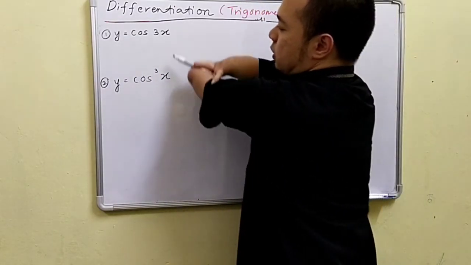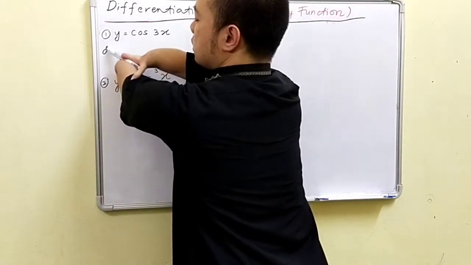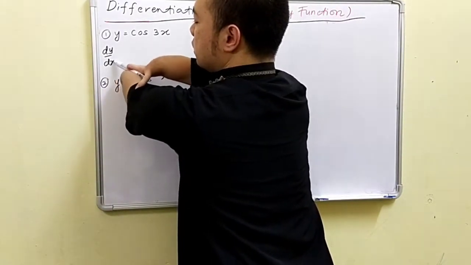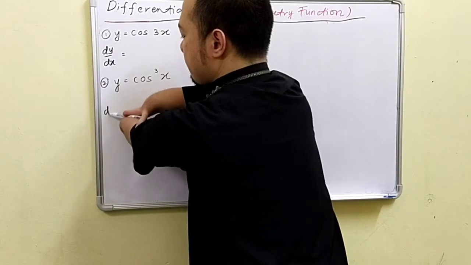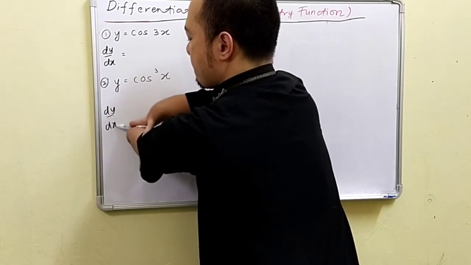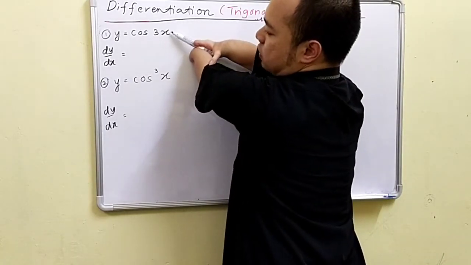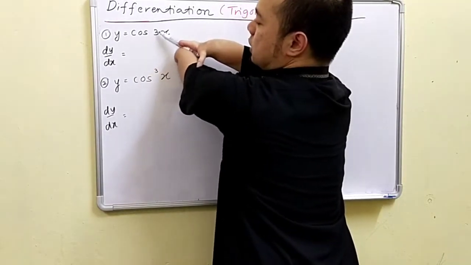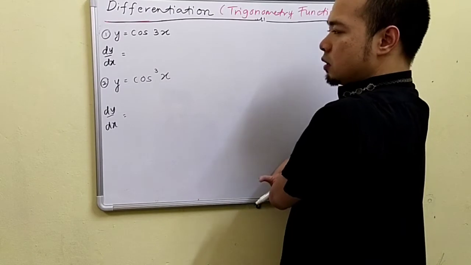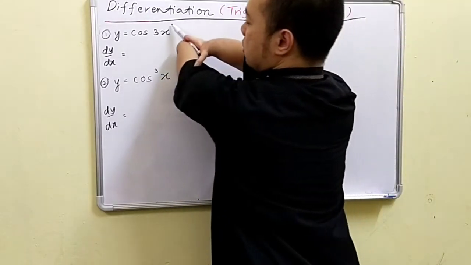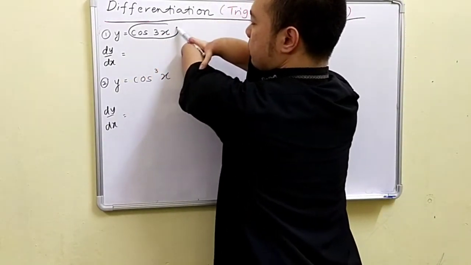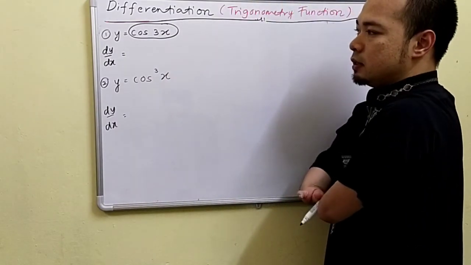Now, in order to find dy/dx for each of them, I will show you one by one. For the first question, cos 3x. Always remember, use outside and inside. Okay, use outside and inside.